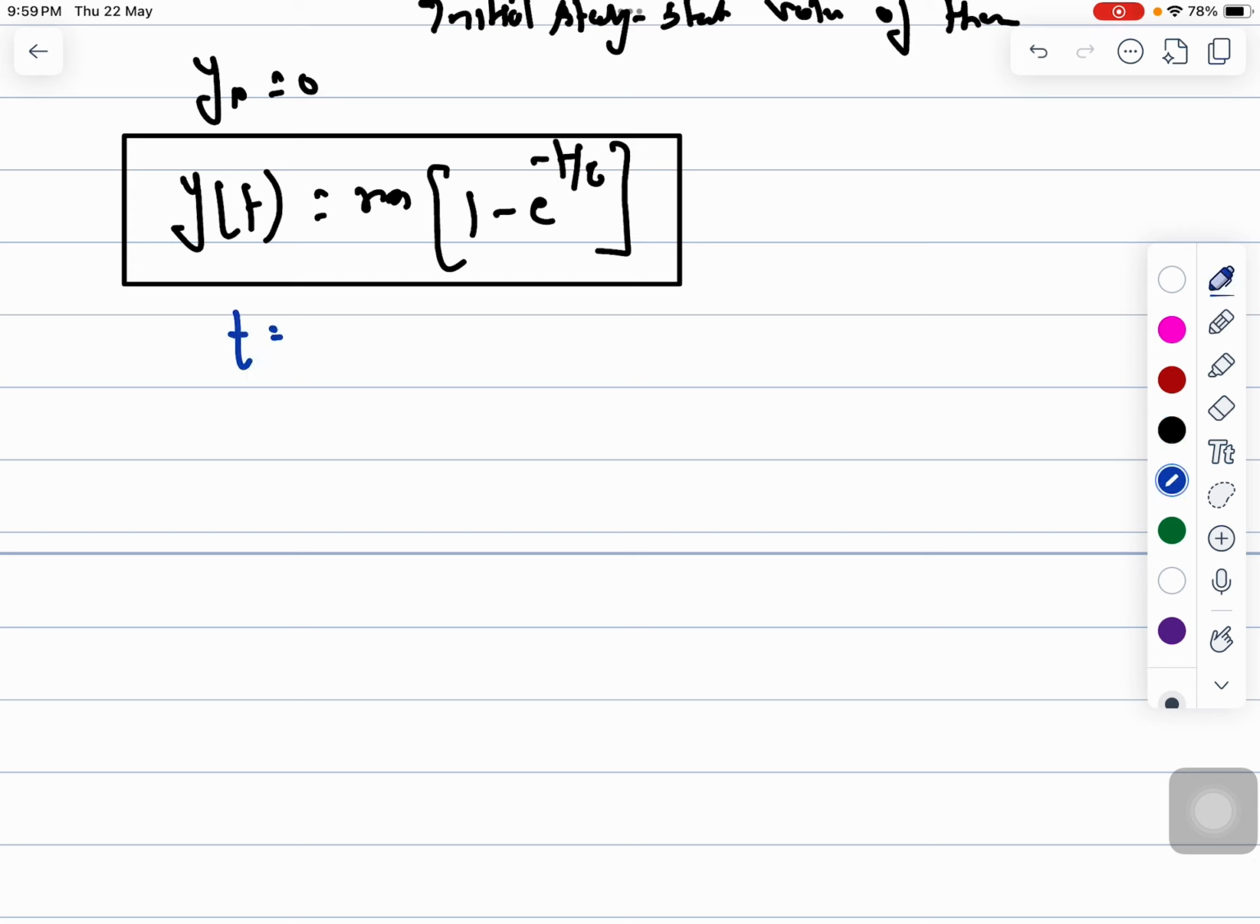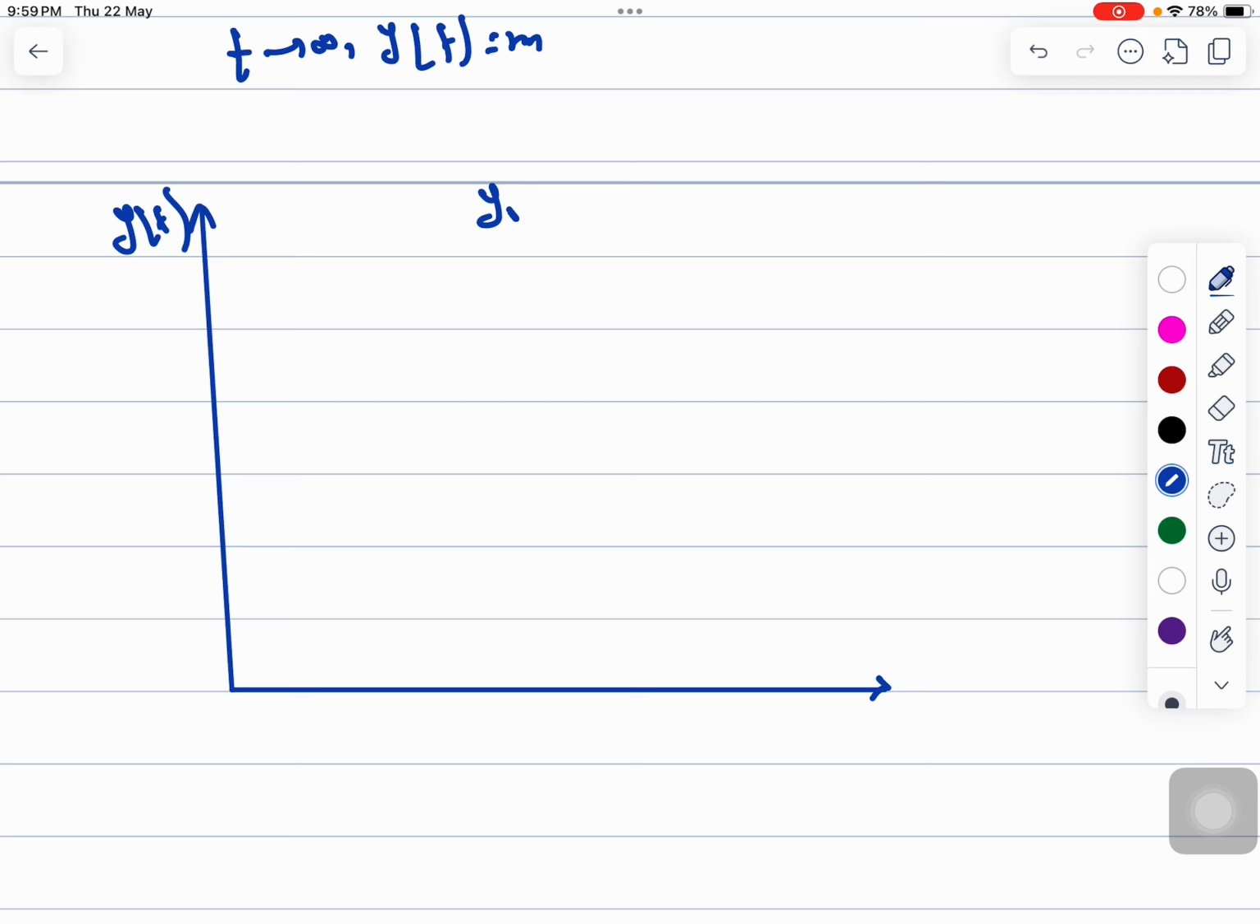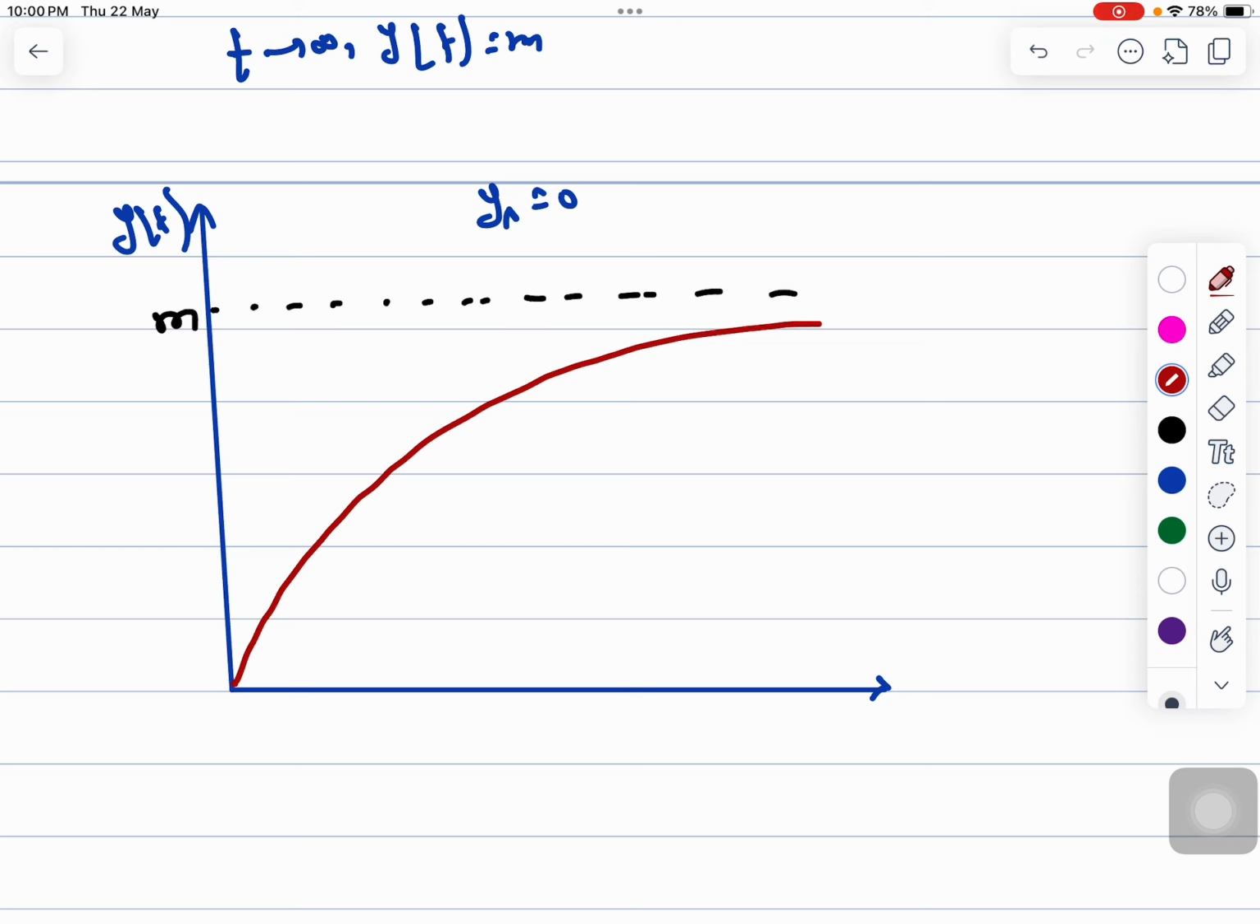So let's say at t equals 0, what will be the value? Yt will be equal to 0, right? And when t tends to infinity, what will be the value of Yt? Yt will be m. Is that clear? So if you plot these things, what kind of curve will you get? Let's say this is my Yt, and I am assuming Ys, my initial steady state value, is 0, and this line shows the value of m. So it will go like that and reach this line, right? So at infinite time, the temperature will reach the value of m, the magnitude of the step input.